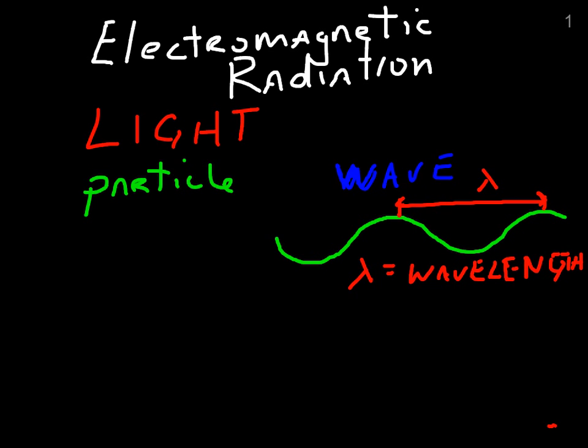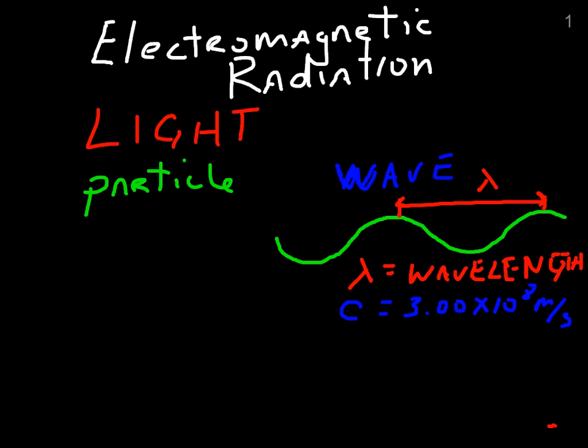Another property of a wave: all waves have a speed or velocity associated with them, but when we're talking about light waves, their speed is constant, and it is always 3.00 times 10 to the 8th meters per second. Super fast. The speed of light.